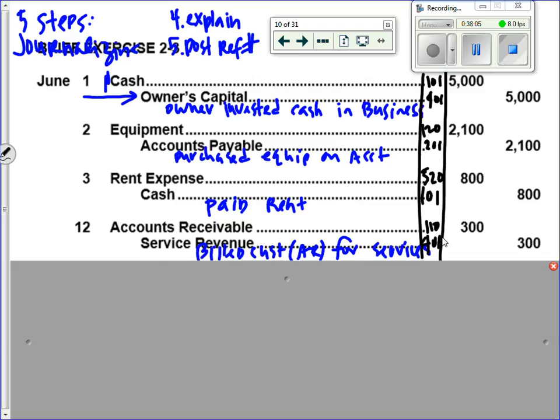It's weird. Oh, let's do 410 then. Can you tell the assets are 100s? The liabilities are 200s. Ooh, I should have done 301. I should have had capital at 301, service revenue at 401, and then expenses are 500s. I'll teach you about that tomorrow.